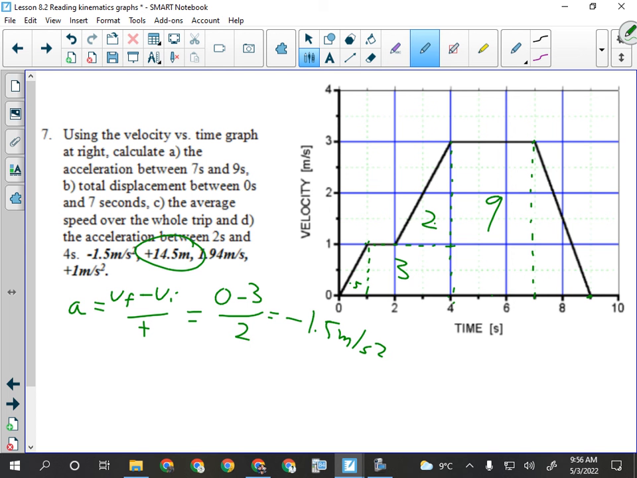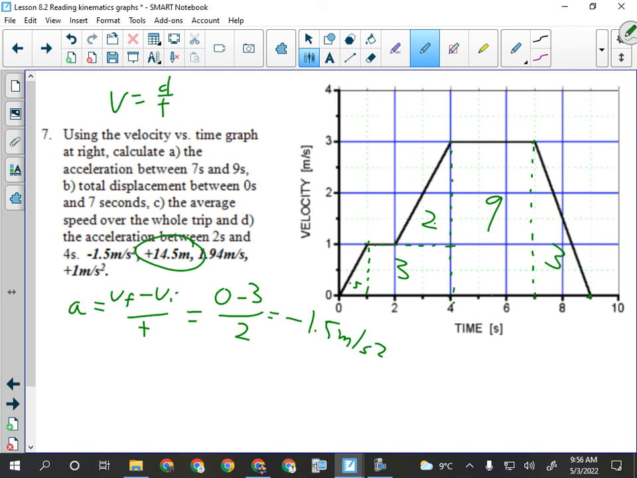If it wants us to calculate the average speed over the whole trip, I need the total distance divided by the total time, which means I also have to calculate this last triangle. So 3 high, 2 wide, 3 times 2 is 6, divided by 2 is 3. That adds on to our total. What do we have? We've got 17.5 meters, is that right? So 17.5 meters divided by 9 seconds gives us 1.94 meters per second. Anybody all right with that one?